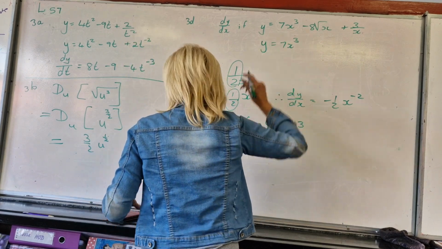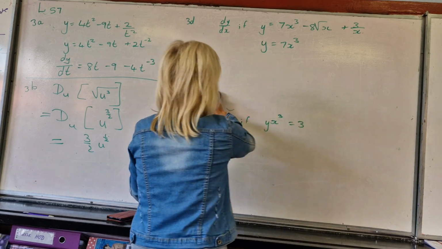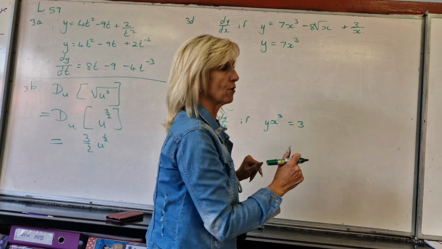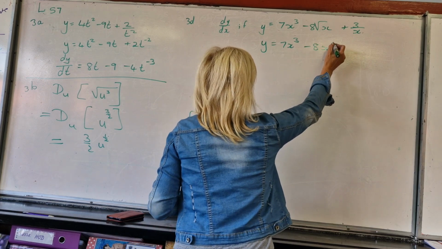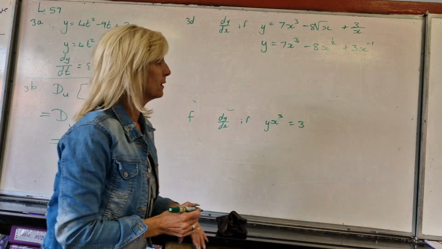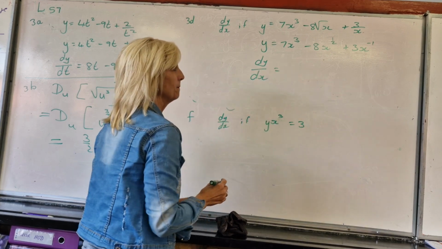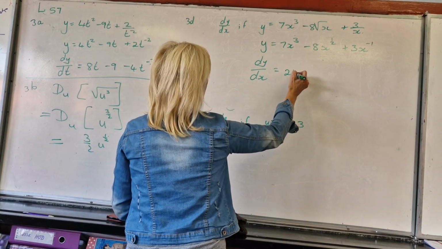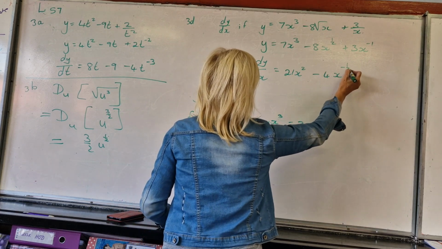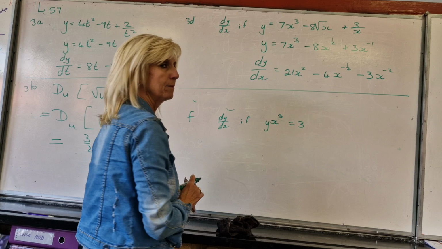This is fine. Please don't start deriving half of the sum in between and saying, well, I can do this one so long, but I can't do that one yet. You've got to do them all together, otherwise notation's wrong. This will be minus 8x to the half and plus 3 x to the negative 1. Can I derive now? Yes. So it's dy over dx. Answer? 21x squared minus 4x to the negative a half minus 3x to the negative 2. Happy?